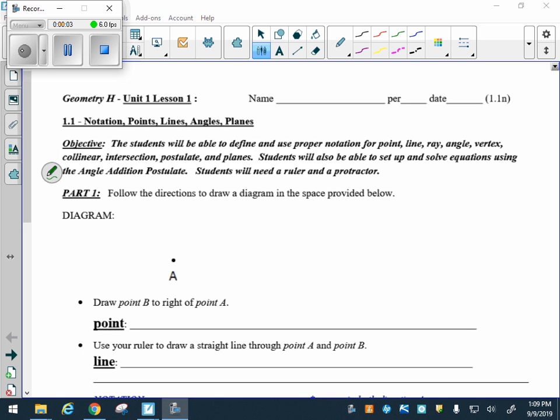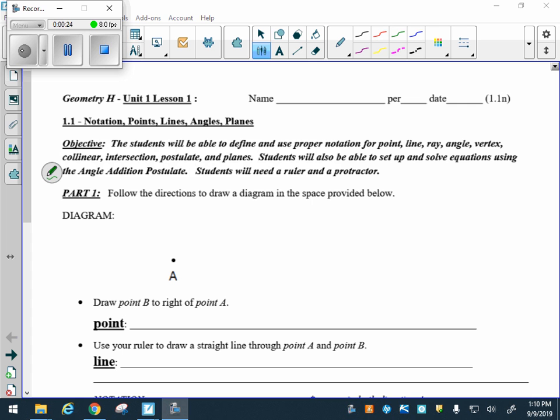Okay, our first lesson. All right, so you're going to start by using your protractor. You should have had one on your desk. If you did not, raise your hand and I'll give you one. Anybody not have a protractor? Okay.